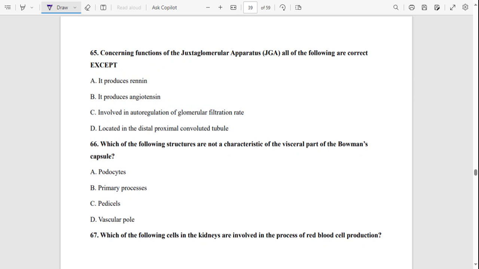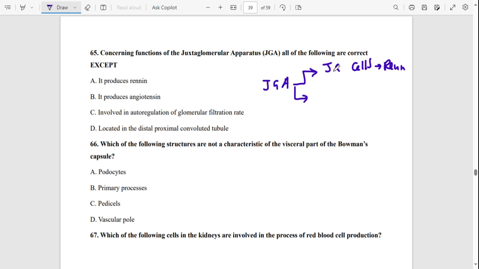Concerning the function of the juxtaglomerular apparatus. Now the first thing we need to know about the juxtaglomerular apparatus is that it is made up of three parts. It's going to be made up of juxtaglomerular cells, which are able to secrete renin.